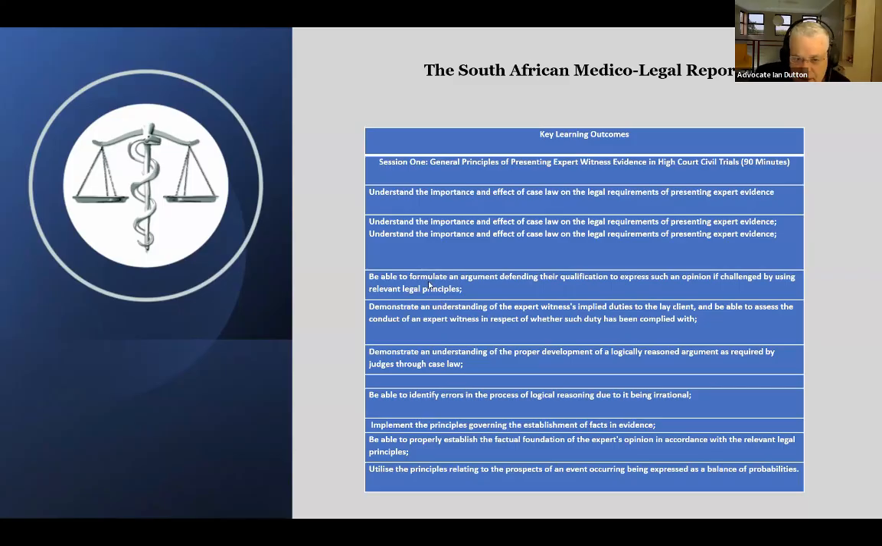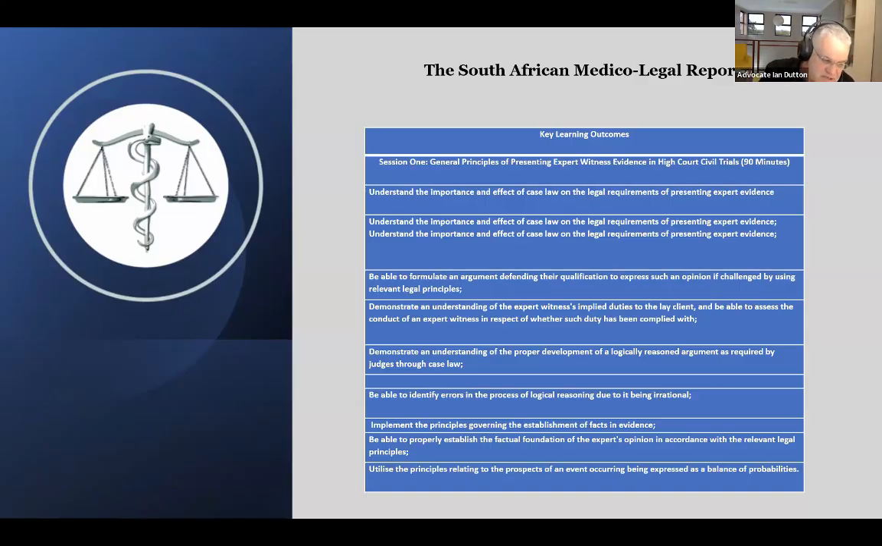Then the next point, be able to formulate an argument defending their qualification to express such an opinion if challenged by using relevant legal principles. So when you start off engaging with your material, typically an instruction from an instructing attorney, you must be able to formulate an argument defending your qualifications. So what this is: do you qualify as an expert?